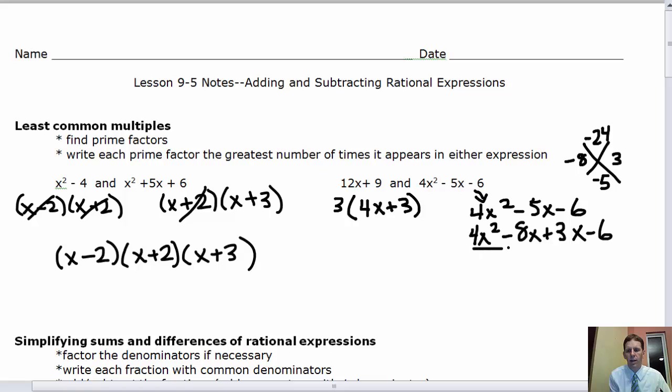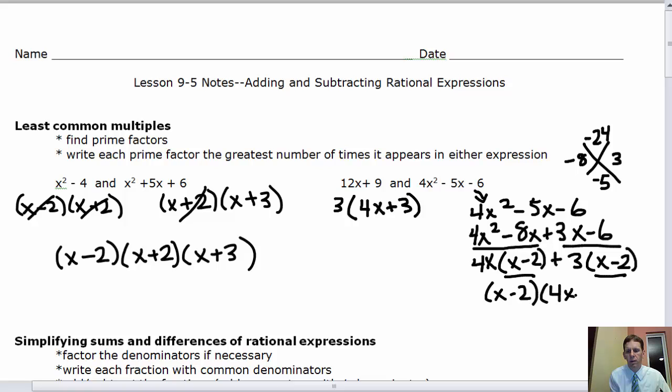You can take a 4x out of the first two terms, leaving you with x minus 2. And you can take a positive 3 out of the second two terms, leaving you again with x minus 2. Because you can take an x minus 2 out of both of these terms, what you're left with is x minus 2 times 4x plus 3. Now, to answer our question, what's the least common multiple? Both of these terms have a 4x plus 3 term. There's a 3 term, and there's also an x minus 2 term. So we're going to have 3 times 4x plus 3. So that takes out both of these factors. It also takes out the 4x plus 3 here. And we have an x minus 2. This would be your least common multiple.